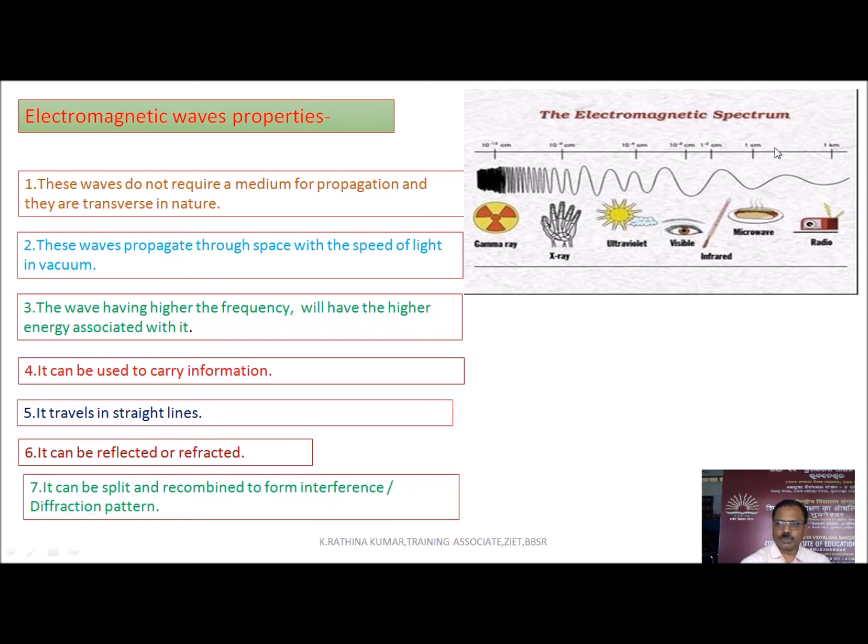So in this electromagnetic spectrum, as per the wavelength range, there are radio waves, microwaves, and then infrared radiation, the visible spectrum, ultraviolet, and X-rays, and then gamma rays. So these are the spectrum arranged according to the wavelength range.